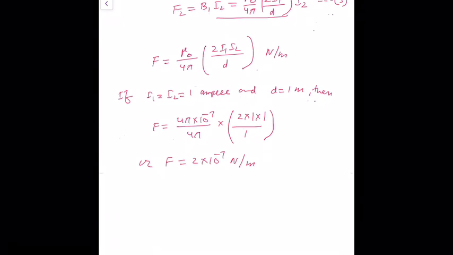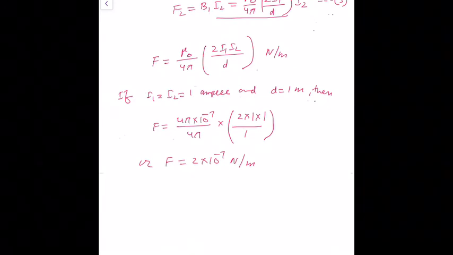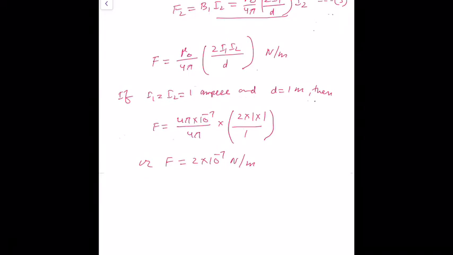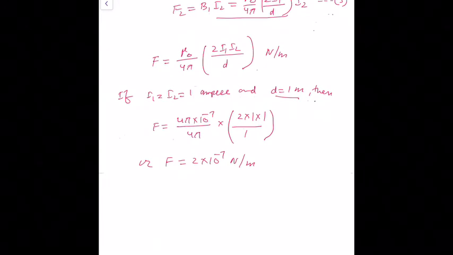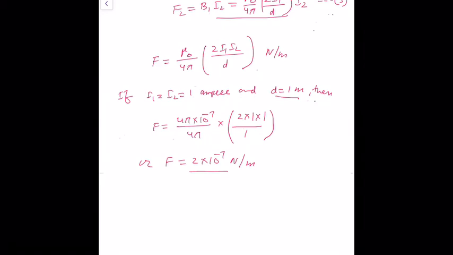Thus the definition of ampere: 1 ampere is that current which, when flowing through each of the two parallel conductors of infinite length and negligible cross-sectional area, placed in free space, that is vacuum, at a distance of 1 meter from each other, produces between them a force of 2 into 10 to the power minus 7 Newton per meter of their length. Clear? That's all for today.